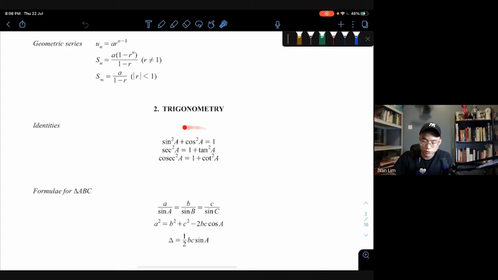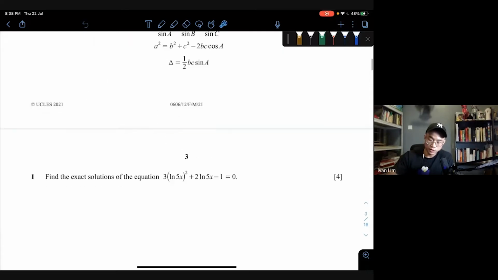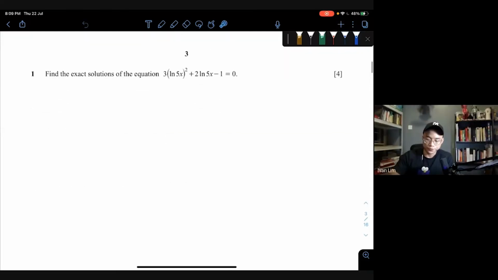For trigo, sine square plus cos square equals 1, secant square equals 1 plus tangent square, cosecant square equals 1 plus cotangent square. Okay, so you don't have to memorize this, you can just refer to here. Okay, then sine rule, cos rule, and area of triangle. Okay, so get familiar with this so that if you ever forget, you can always refer back to over here. Okay, so let's look at the first question.